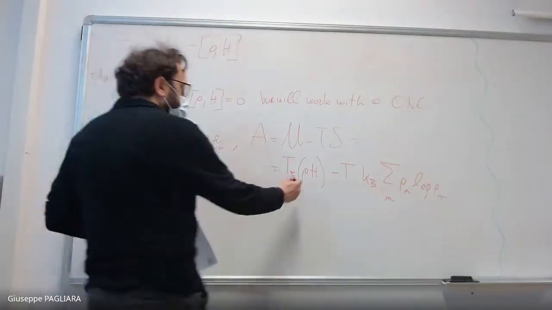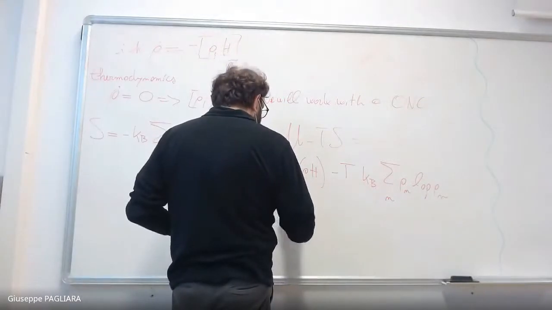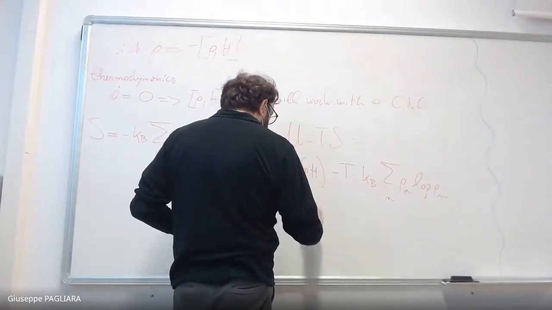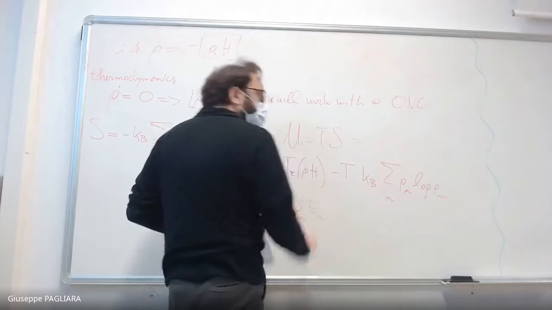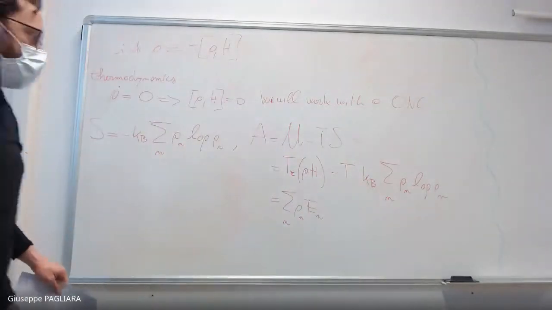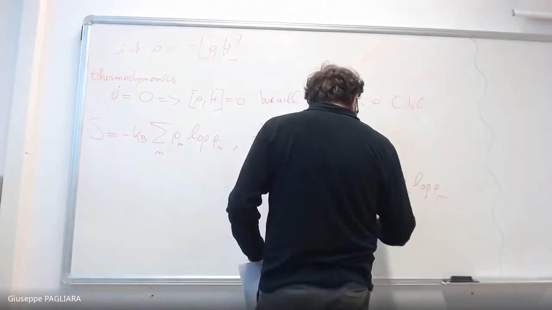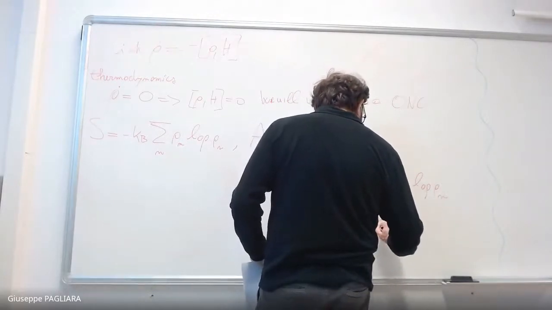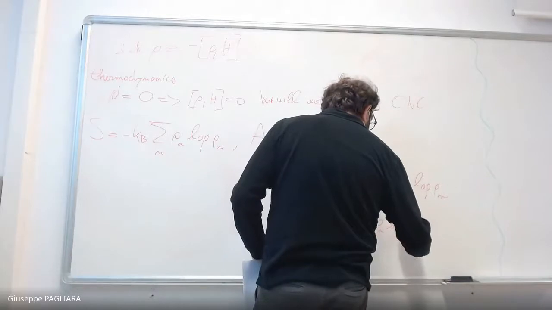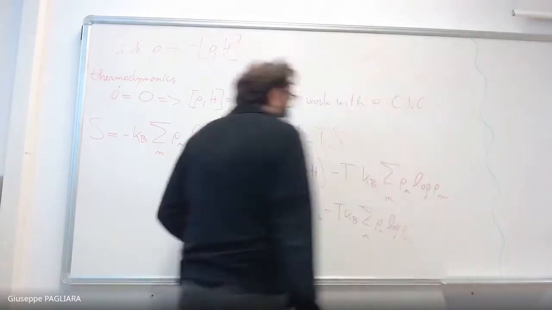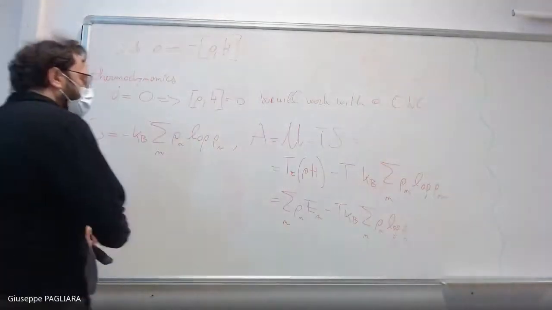And what is the trace of rho H? It is just the sum over n of rho n E_n, in this basis, minus k_B sum over n of rho n log rho n. Good. So now this is the Helmholtz free energy.